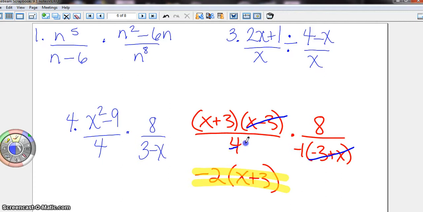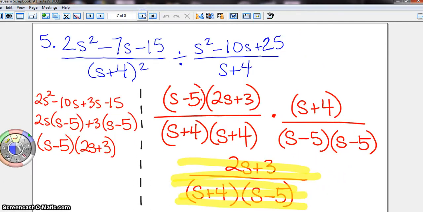And then we can reduce 8 over 4, and we are left with 2 at the top here. And then this is a negative 1 dividing into a negative 2. When we get negative 2, we have x plus 3 left. So this is really an exercise in remembering how to factor.